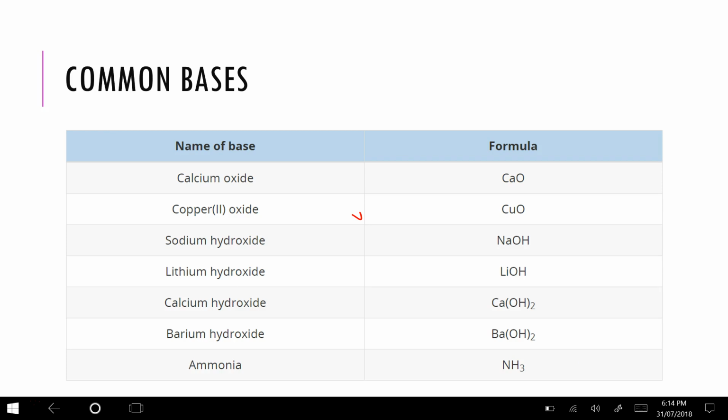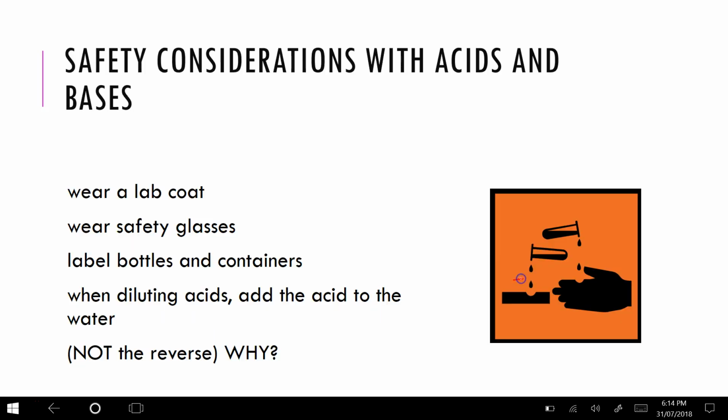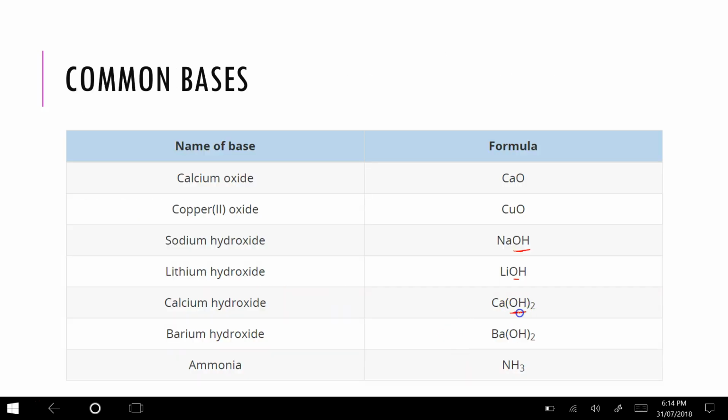These are the common bases that we have to know. Same as there were common acids we have to know, these are common bases we have to know. Any of our metal oxides, so calcium oxide, copper oxide, as well as sodium hydroxide and lithium hydroxide, are strong bases. Calcium hydroxide, you will notice, forms two OH minus when it reacts, whereas these ones give off one OH minus. Barium hydroxide will give off 2 OH minus when it reacts, and ammonia can only accept one proton.